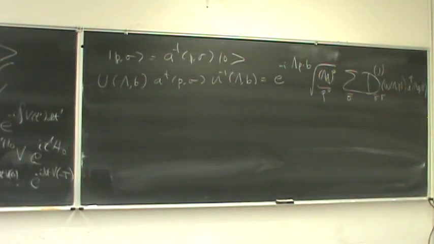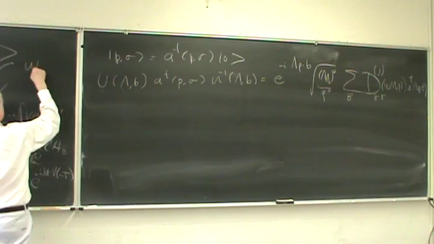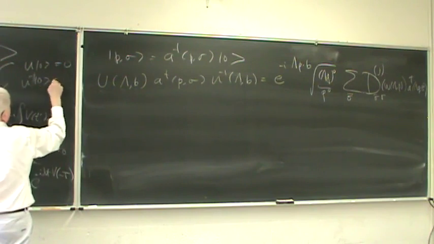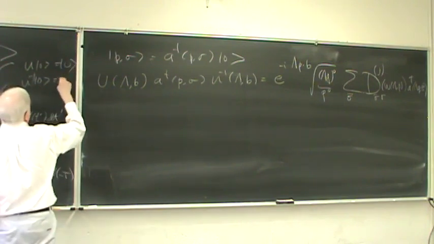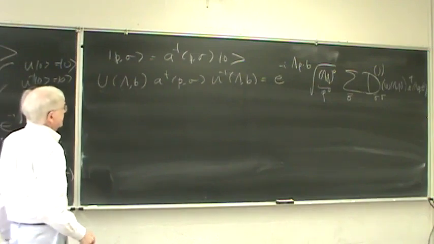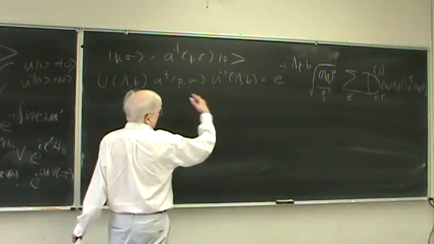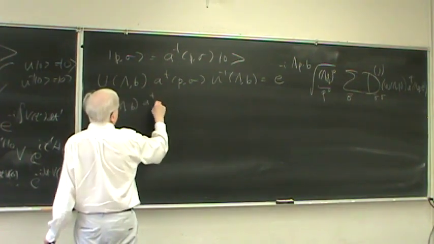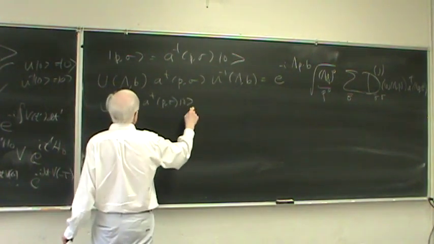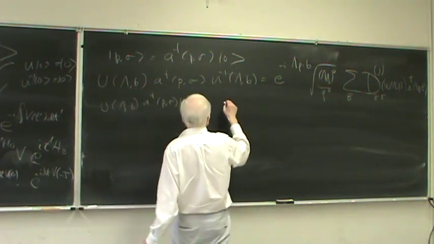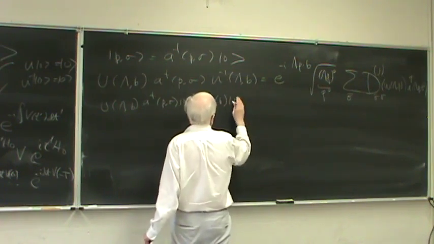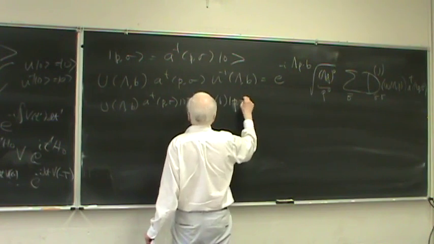Now let me show you that this is equivalent to that plus this original definition. The idea here is that U on the vacuum is the vacuum, and U inverse on the vacuum is also the vacuum. So if we multiply this equation from the right by the vacuum, what we get is U(Λ, b) a†(p, σ) on the vacuum, which is a translation by b of |p, σ⟩. Yeah, I was right when I wrote it that way.